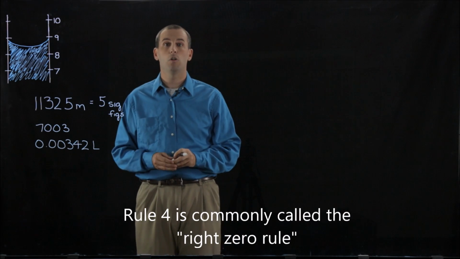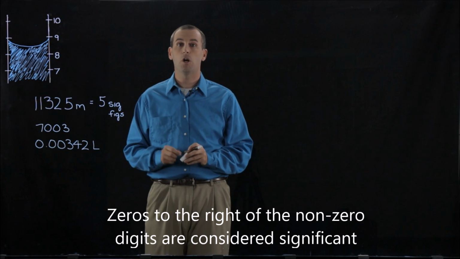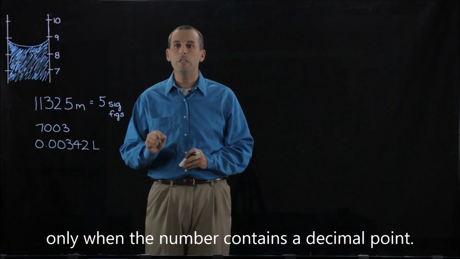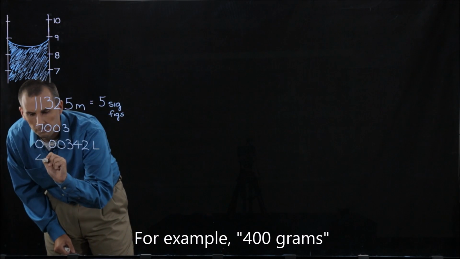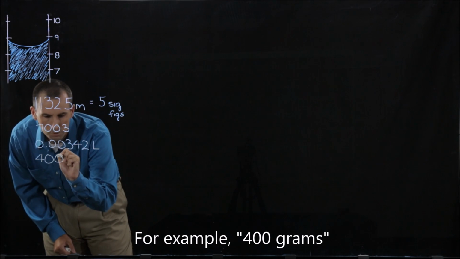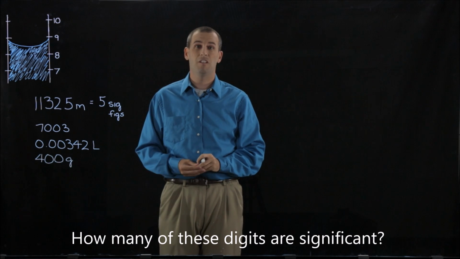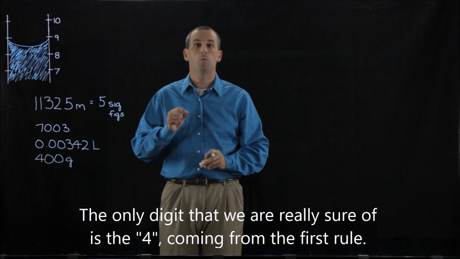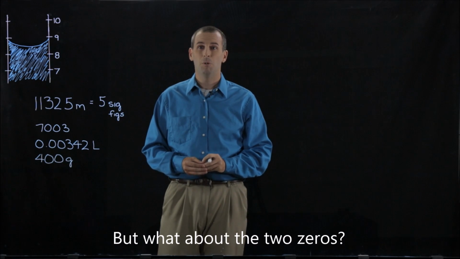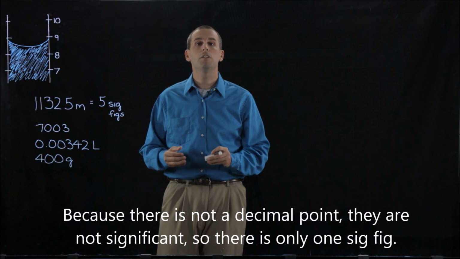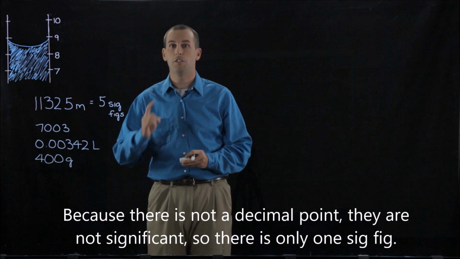Rule 4 is commonly called the right zero rule. Zeros to the right of the non-zero digits are considered significant only when the number contains a decimal point. For example, 400 grams. How many of these digits are significant? The only digit that we are really sure of is the 4, coming from the first rule. But what about the 2 zeros? Because there is not a decimal point, they are not significant, so there is only one sig fig.